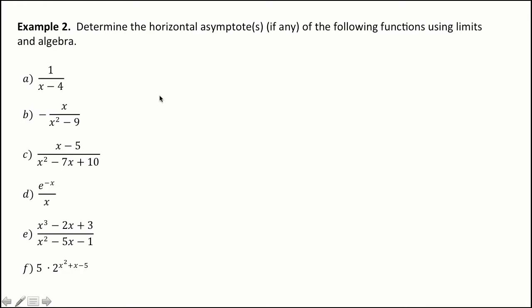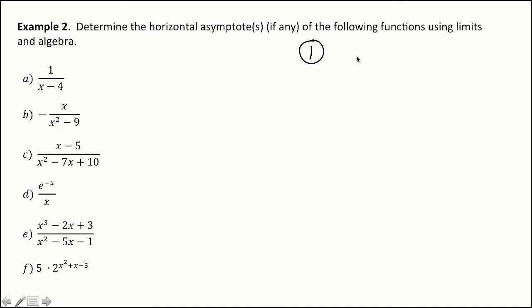Okay, so remember we talked about horizontal asymptotes. So this wants us to find them. Determine if there are any horizontal asymptotes of the following functions using limits and algebra. Okay, so remember from algebra, when we determined horizontal asymptotes, there were 3, maybe 4 cases. So let's talk about those cases right away.